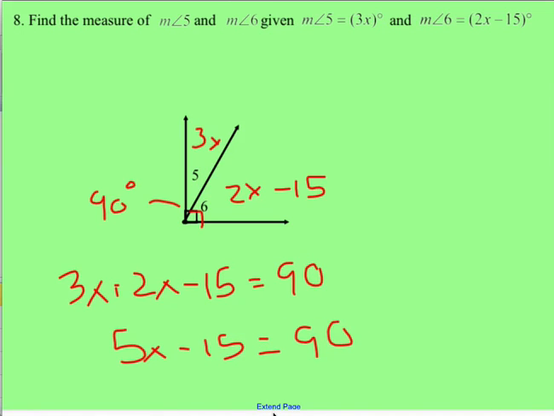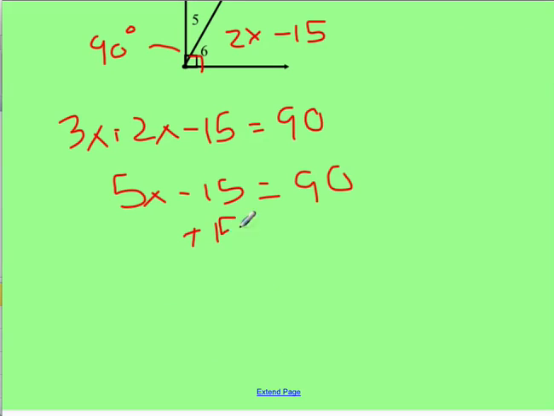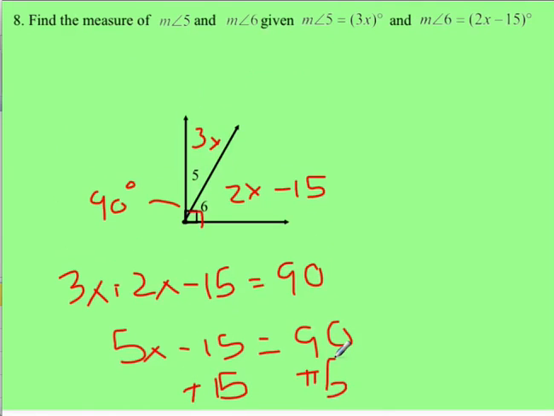Then I'm going to add 15 to both sides to start solving for x. So then I get that 5x is equal to 105, and then I get that x is equal to 21. So what I want you to do is pause the video and plug in x for each of those so that you can get what angle 5 and angle 6 are equal to.